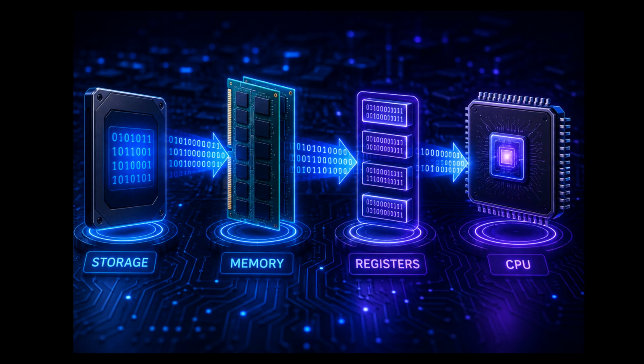Binary data moves through several parts of a computer. First, it is stored in secondary storage. When needed, it is loaded into RAM. Next, the required data moves into the CPU registers. Finally, the CPU processes the instructions using binary to produce the result.